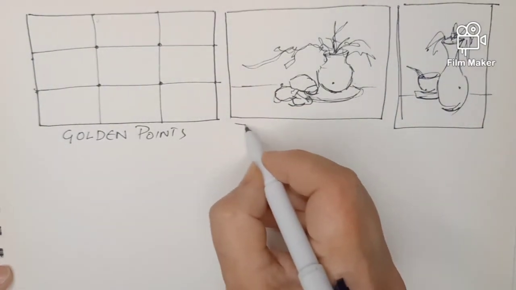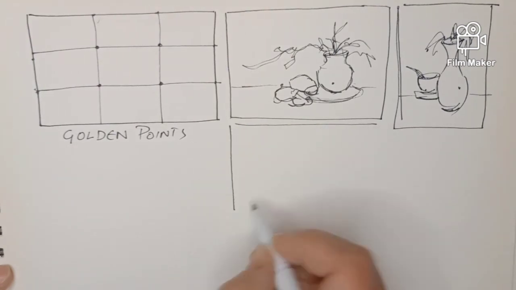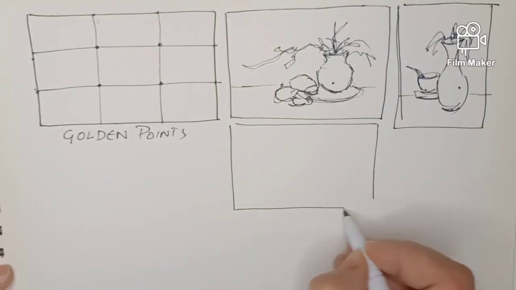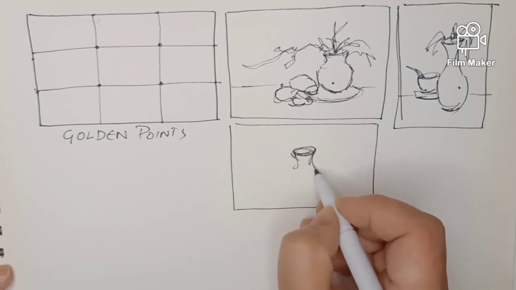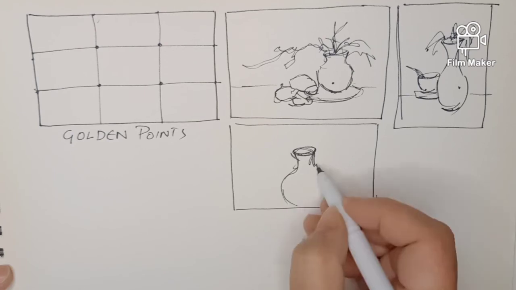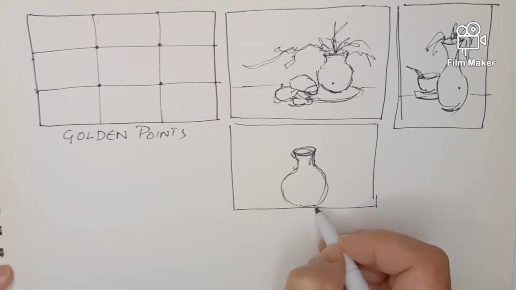Now I'll be doing a composition which is not following the golden points. I'm just randomly drawing without thinking. So what happens when your composition is not planned?